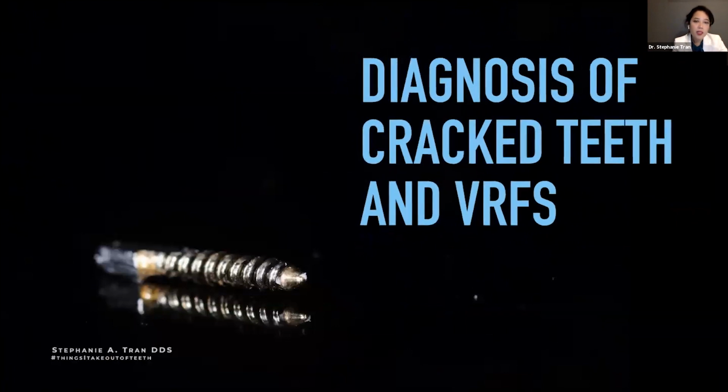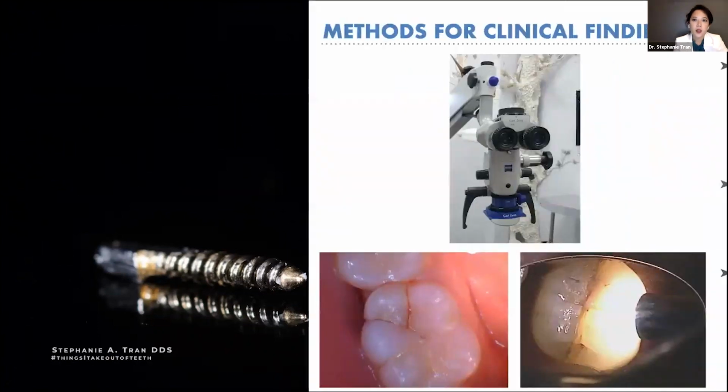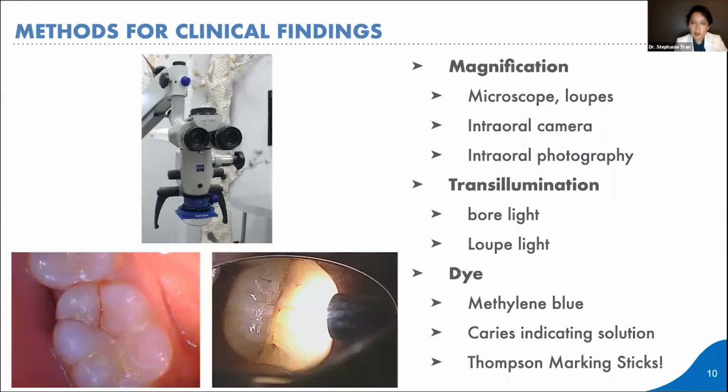So now that we know the classification, how do we diagnose their presence? First, of course, is being able to see it. Magnification is of utmost importance. In endodontics, we use a microscope, but even high-powered loupes are going to be very helpful. If you're concerned that the magnification of the loupes is not enough, an intraoral camera or intraoral photography are extremely helpful for those high-definition shots, and they give us so much more specific detail about the tooth itself.